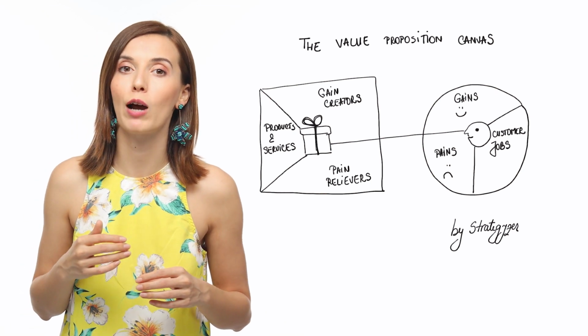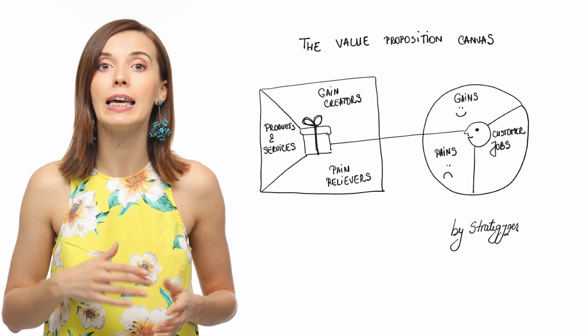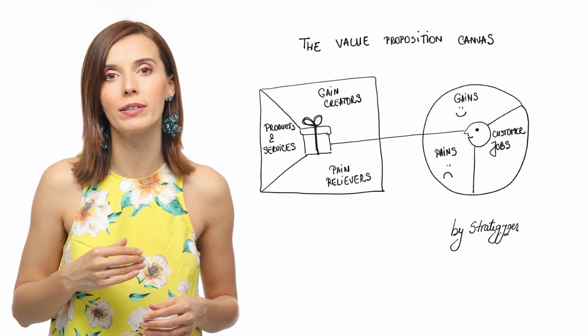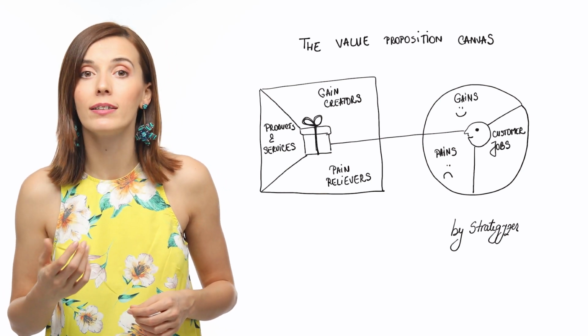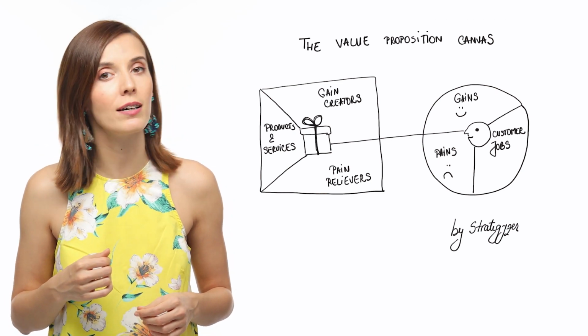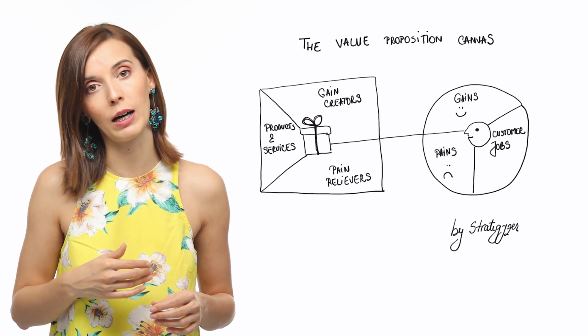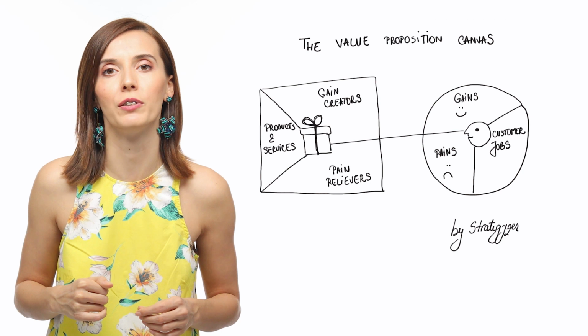Customer jobs describe what customers are trying to get done in their work and lives, expressed in their own words. Pains describe outcomes, risks, and obstacles related to the customer jobs. Gains describe the specific outcomes the customers want to achieve.